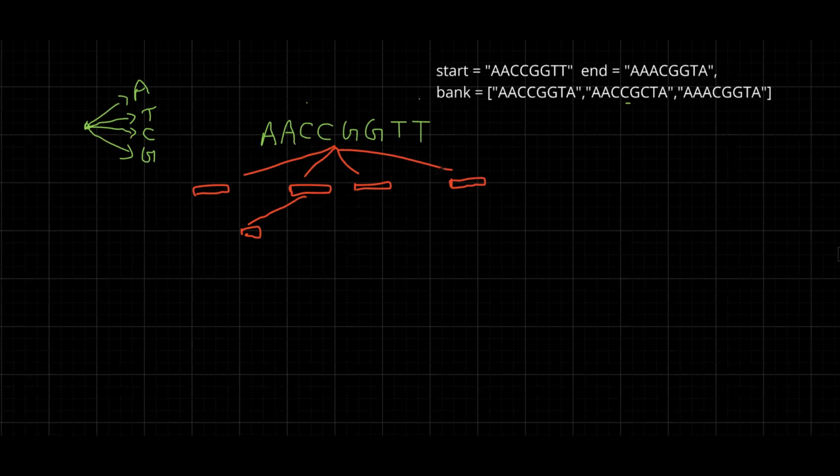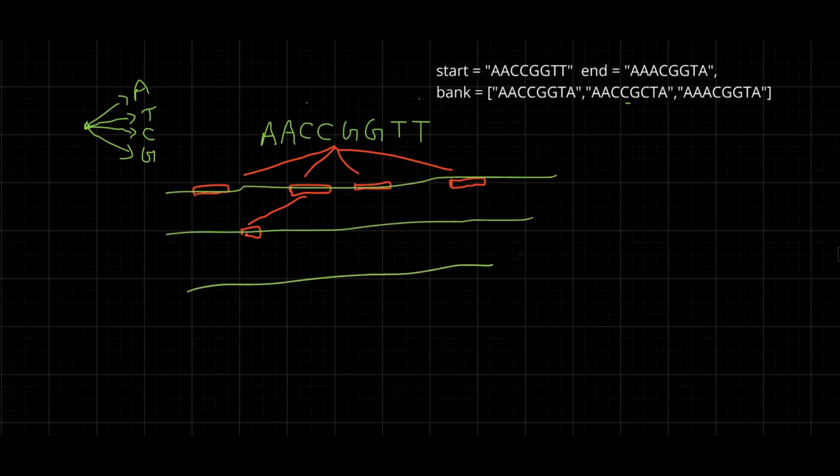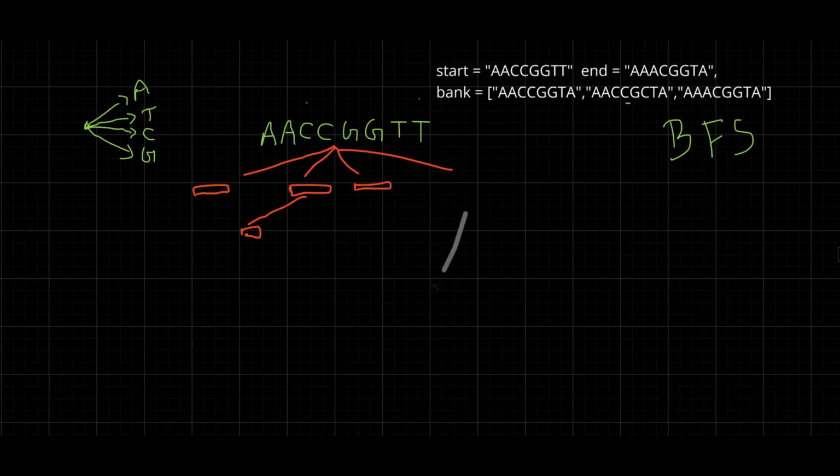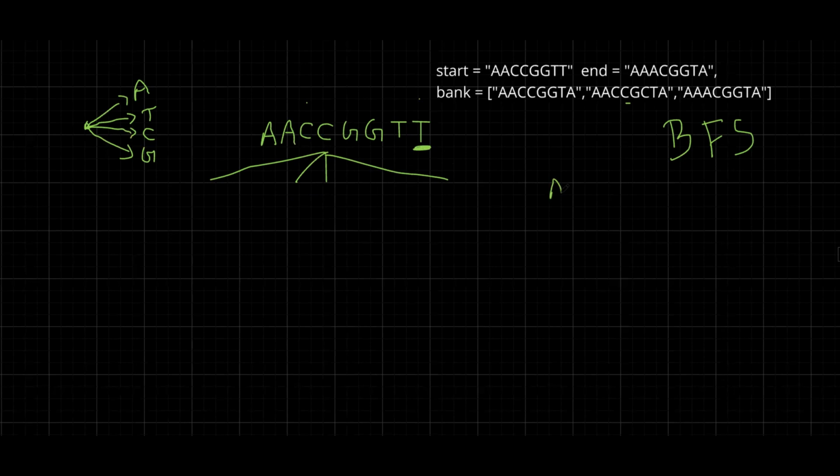This is the basic intuition, and we have seen that this is basically a level by level order traversal. So we will use the breadth first search algorithm to solve this problem. Now let's dry run the example with the BFS. Initially we are at this string. Now it can mutate in several ways, but suppose we change the last character T. Let's make it A, and the rest are the same. That means AACCGGTA.